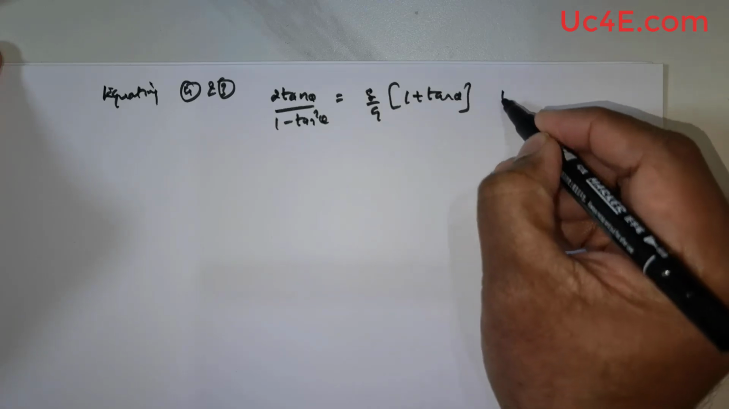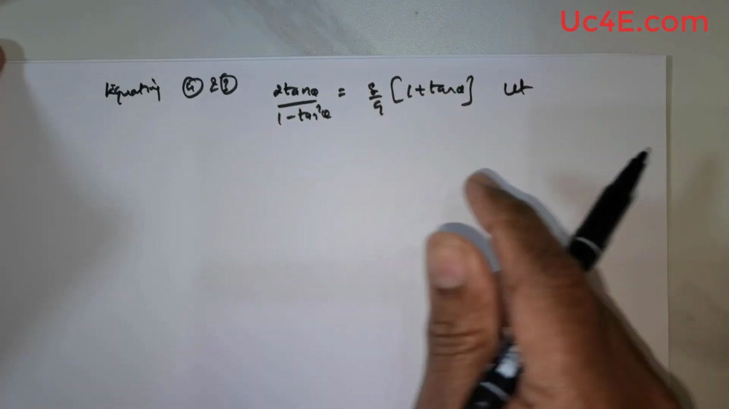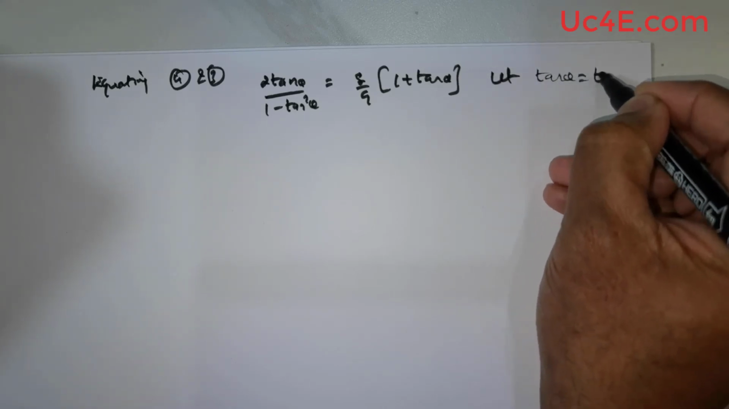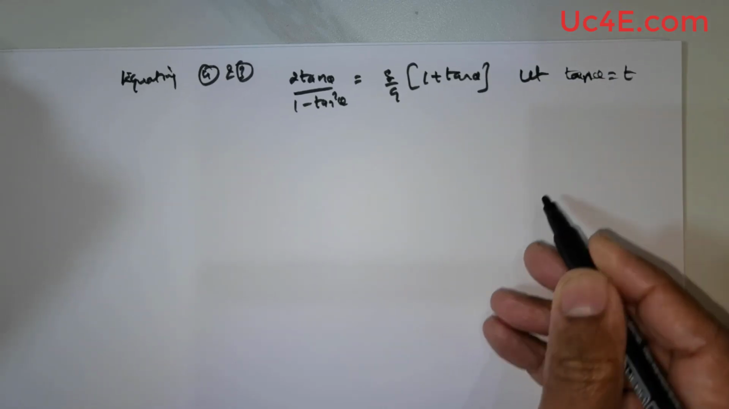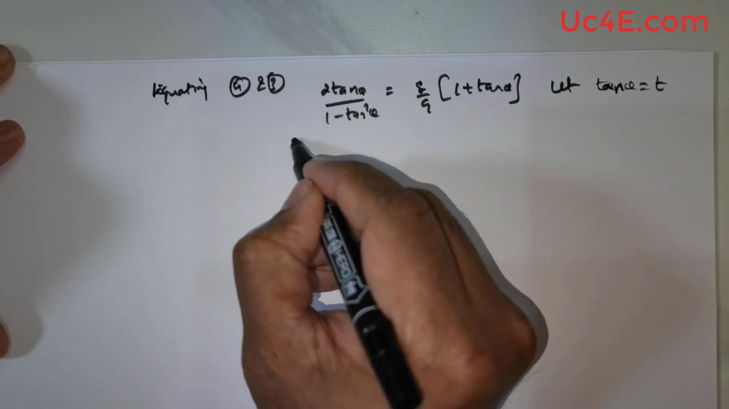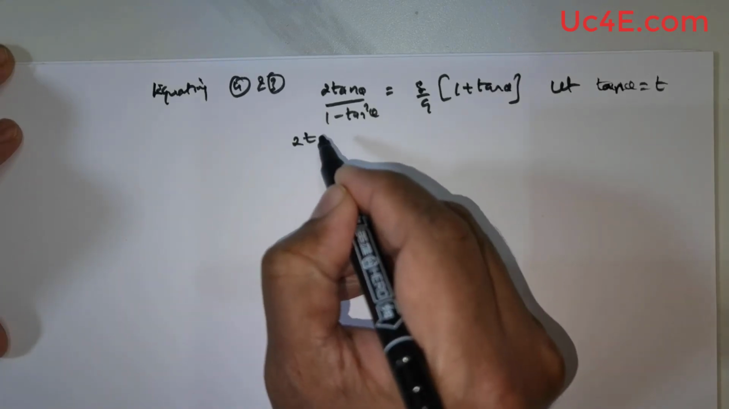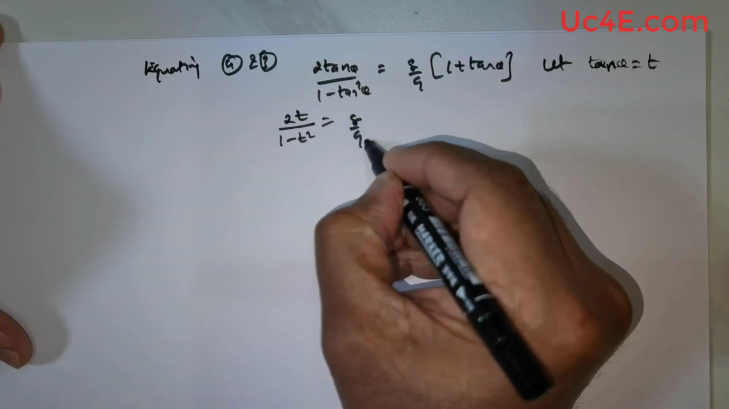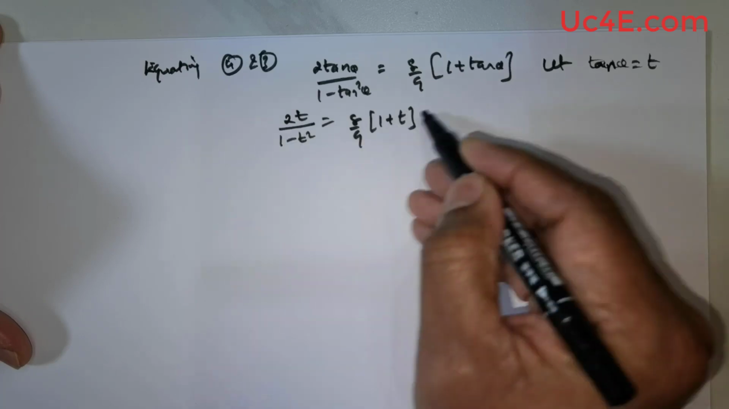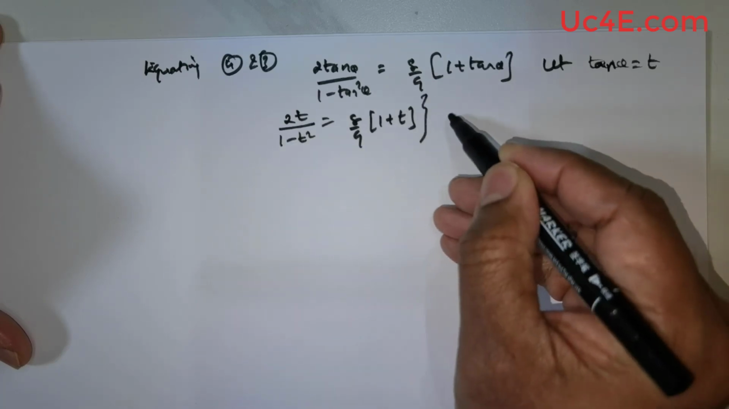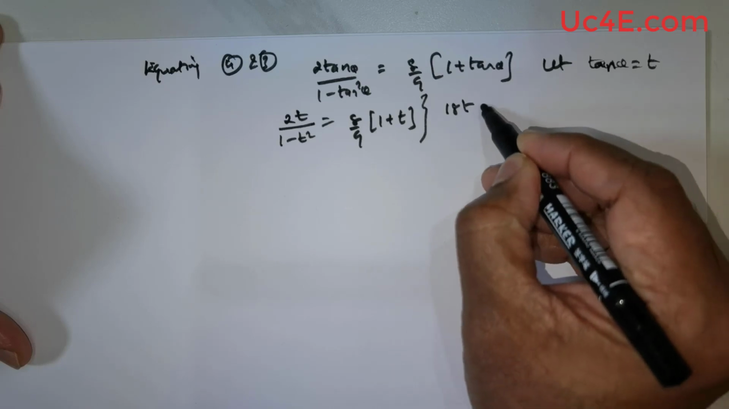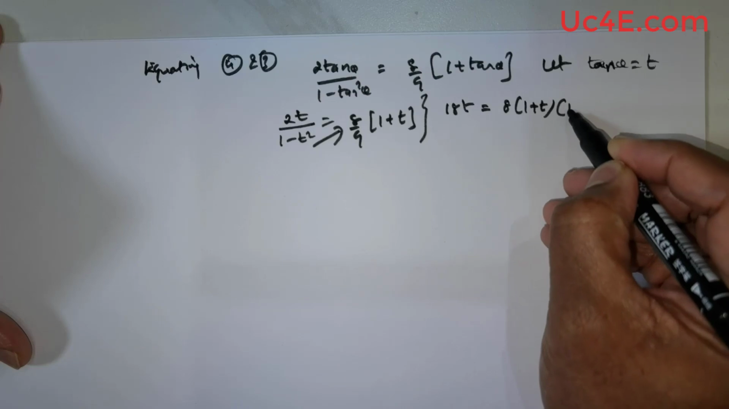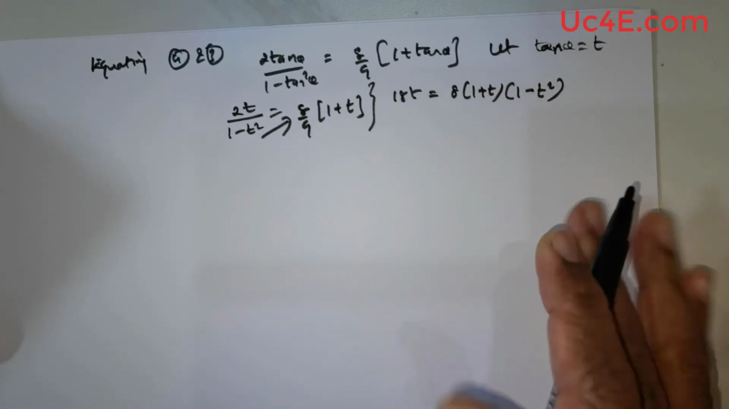Now I need to solve this. To solve it, let tan theta be equal to some t, so that I will get the algebraic form. So this is going to be 2 times t divided by 1 minus t squared, equal to 8 over 9 of 1 plus t. I'll cross multiply. I'll use this part of the page. So it's going to be 18 t is equal to 8 times of 1 plus t. I'll move this to the other side. So it's going to be 1 minus t squared.